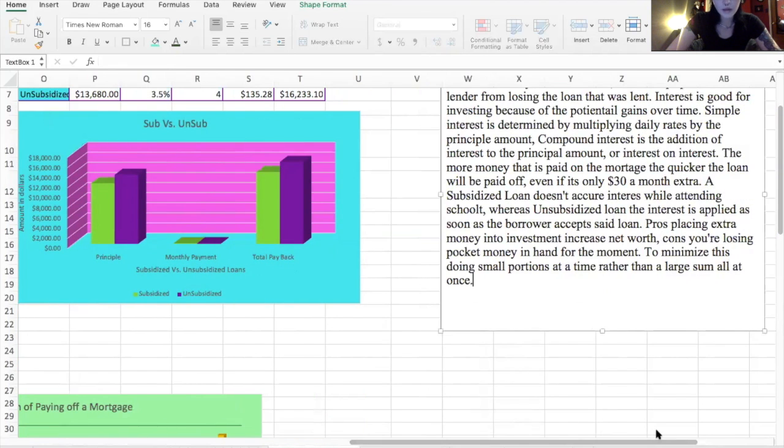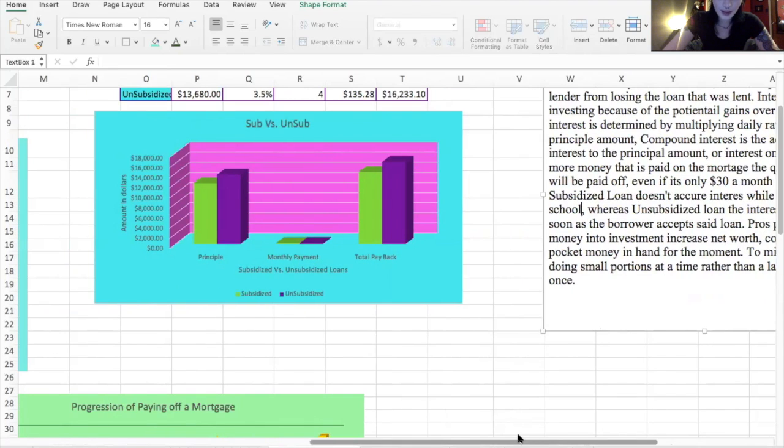So a subsidized loan doesn't accrue interest while you're attending school. How nice. Whereas with an unsubsidized loan, the interest is applied as soon as the borrower accepts the loan. Pros: placing extra money in the investment increases the net worth. Cons: you're losing money out of pocket in hand in the moment. To minimize this, doing it all in small portions at a time rather than one lump sum would be great.